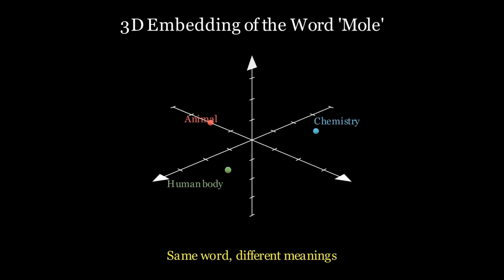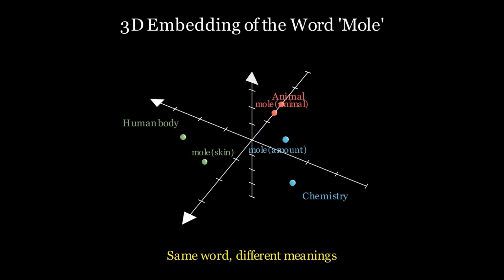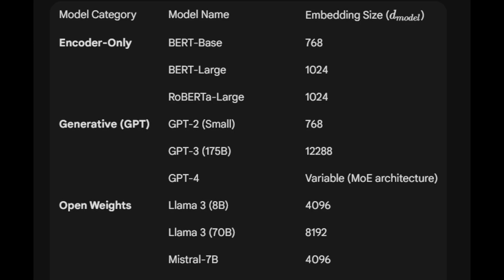Embeddings resolve this by placing each meaning in a different region of the vector space. Which meaning is used depends on context. This is why embeddings are geometric. This table shows the size of the embedding space for popular models that are publicly available.